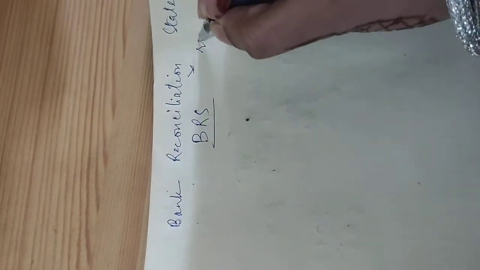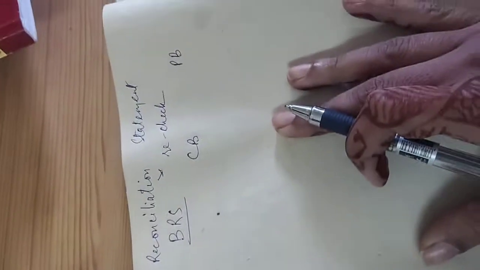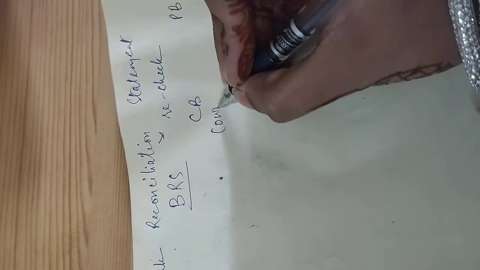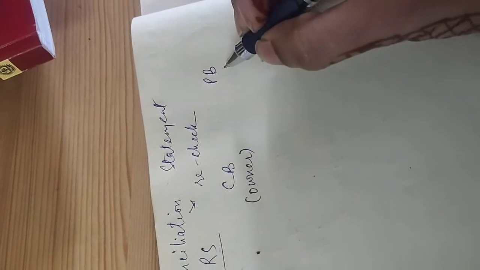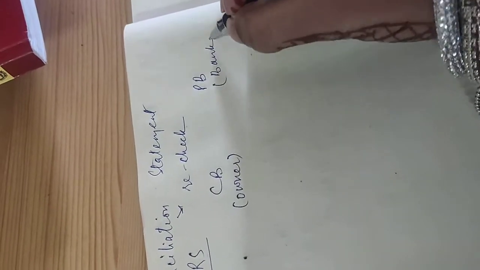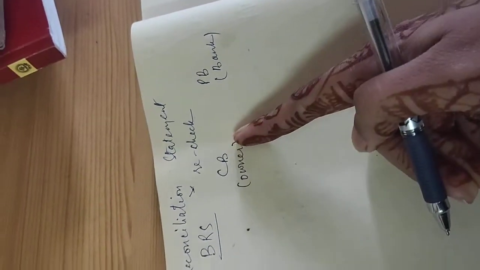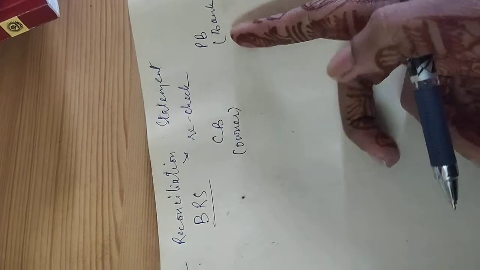Reconcile means recheck, right? And we have two books, cash book and pass book. So cash book is with the owner, which we have already studied in the previous chapter, triple column cash book, right? And pass book is issued by the bank, right? That means cash book is made by the owner and pass book is made by the bank.